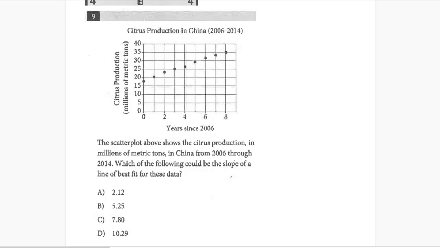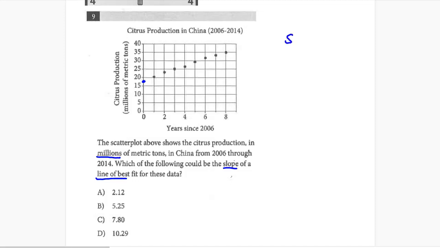Number 9, we have a scatter plot again. The scatter plot shows citrus production in millions of tons. So just be aware, that's a little something that they do sometimes. Like this number, for instance, right here would represent 18 million. Which of the following could be the slope of the line of best fit?